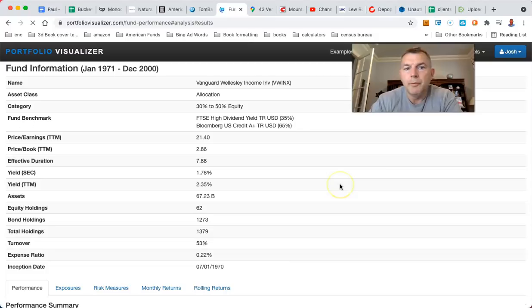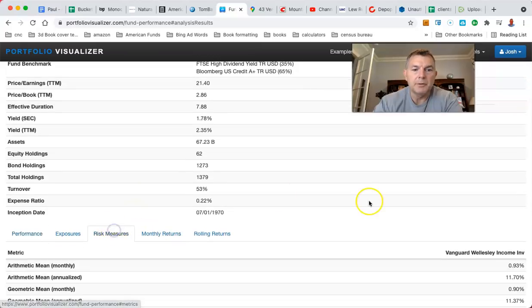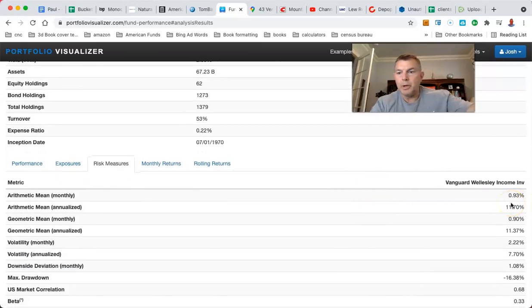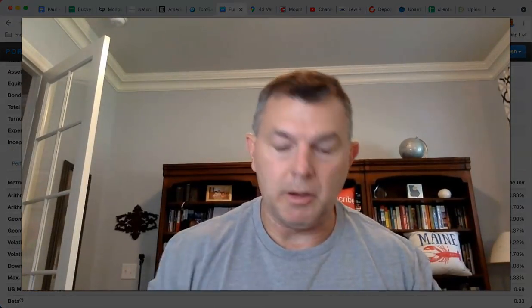All right, so now we're going to hit performance, and we're going to look at the metrics on the risk. We're going to say risk metrics. So now we got an 11.7% average rate of return with a 7.7% standard deviation. So we'll round both of these up to say 12 and 8. So we're going to take our trusty whiteboard, and if we go from 1971 to 2000, we're going to say 12 is the average rate of return with an 8% standard deviation.